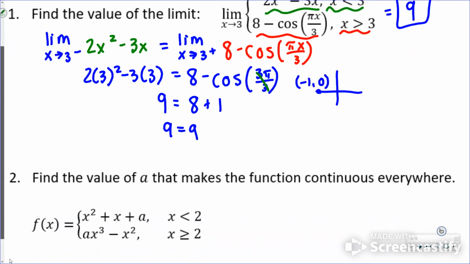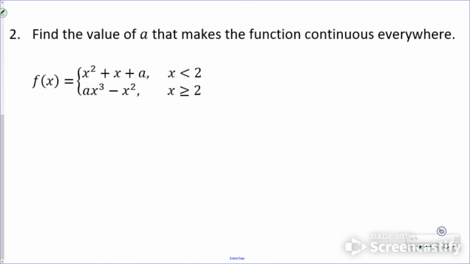The next one, these are the ones I like. These ones are kind of fun. Find the value of a that makes a function continuous everywhere. So I see the top part, polynomial, so it's continuous everywhere. Bottom part, another polynomial, continuous everywhere. But this piecewise function, what we gotta look out for is jump discontinuity. The only point it could be discontinuous is at 2. So what we have to do is figure out the limit as x approaches 2 from the left and the limit as x approaches 2 from the right. And we're basically going to algebraically figure out what a needs to be so that these are the same. So basically just make the ends meet.